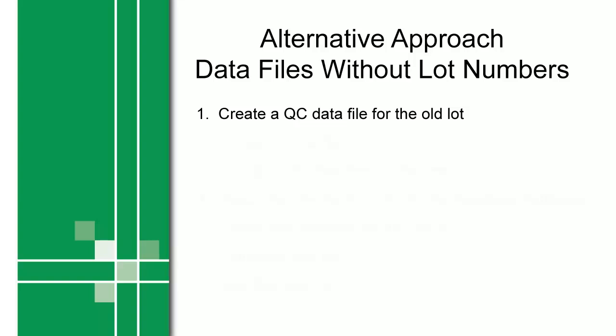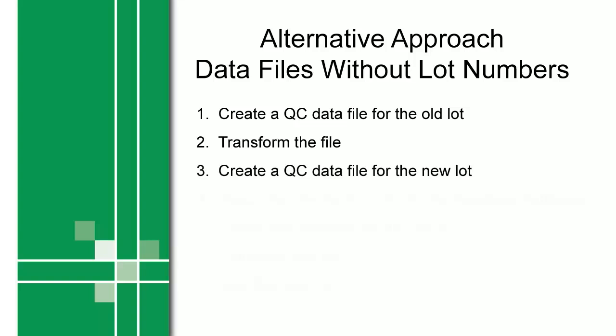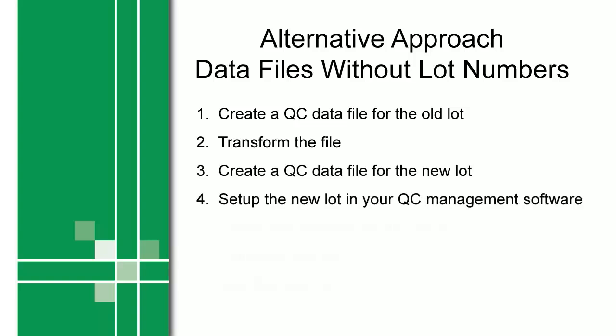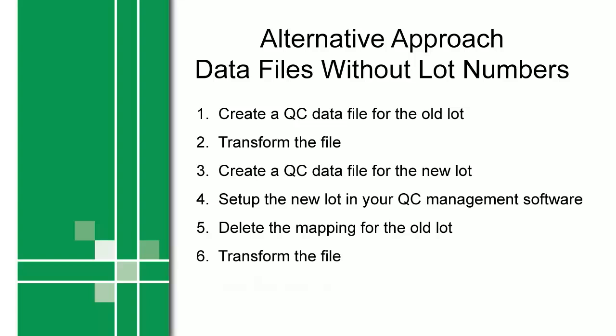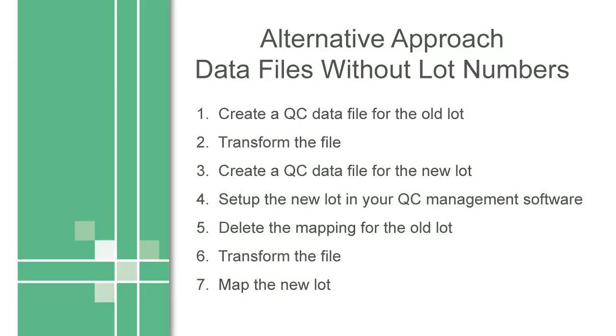Begin by creating a QC data file that contains data for the old lot. Then transform the file by placing it in the Watch folder. Create a QC data file for the new lot. Set up the new lot in your QC management software. Return to UnityConnect 2.0 and delete the mapping for the old lot. Transform the new QC file by moving it to the Watch folder. Complete the process by mapping the new lot in UnityConnect 2.0.